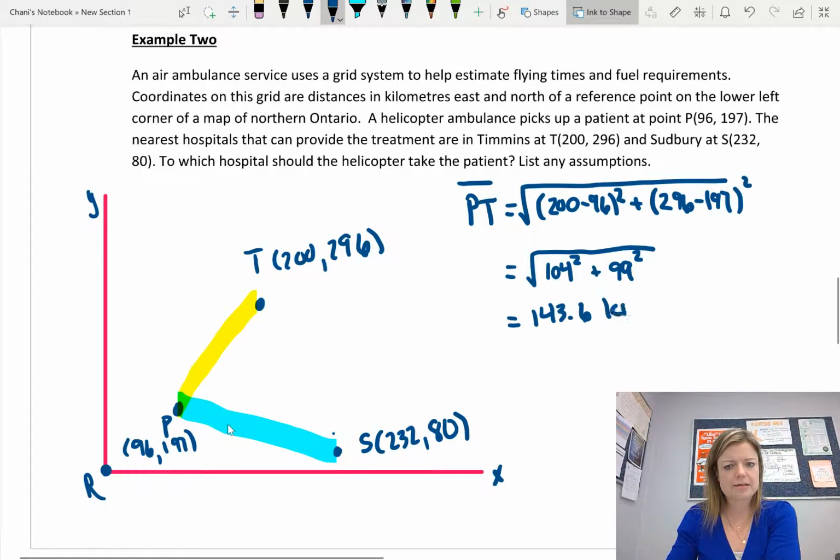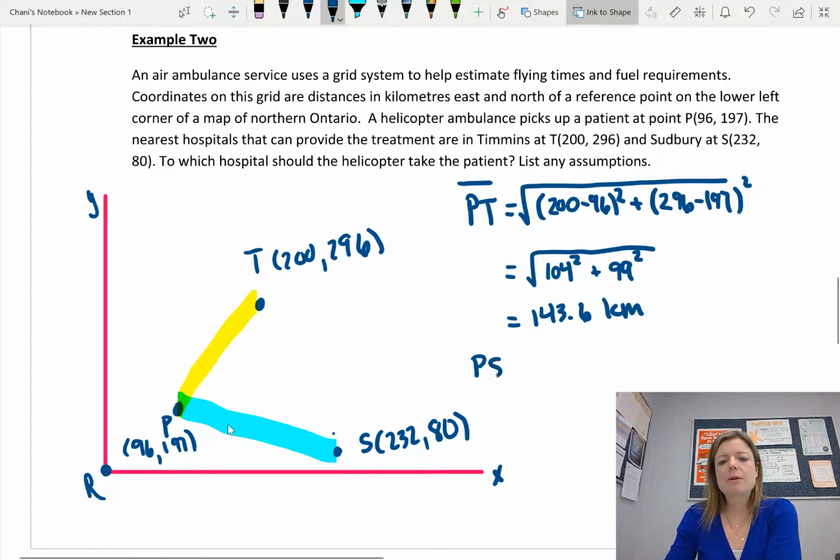So you get 143.6 kilometers. Now you might be saying, Mrs. Wiens, you said you're supposed to just leave it as a root. You want it as an exact number. Well, within this scenario, saying that you're going to have the square root of 20,617 kilometers isn't useful to the helicopter technician, or pilot, I should say. They would want to know that it's about 143, 144 kilometers from where they are to Timmins.